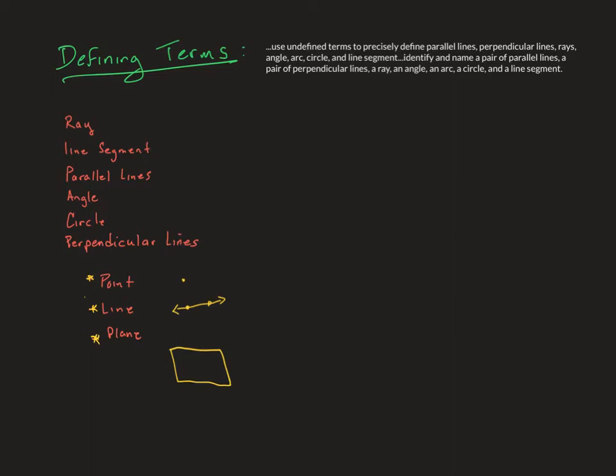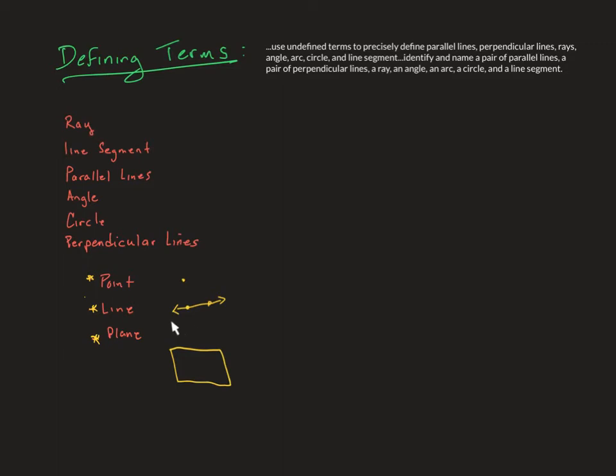And in defining terms, we want to be able to use undefined terms to precisely define parallel lines, perpendicular lines, rays, arcs, angles, circles, and line segments. And not only to define them, but to identify and name a pair of parallel lines, perpendicular lines, a ray, an angle, an arc, a circle, and a line segment. It's the very basics, but understanding those definitions, again, is going to be the big thing. We're going to start by talking about a ray.